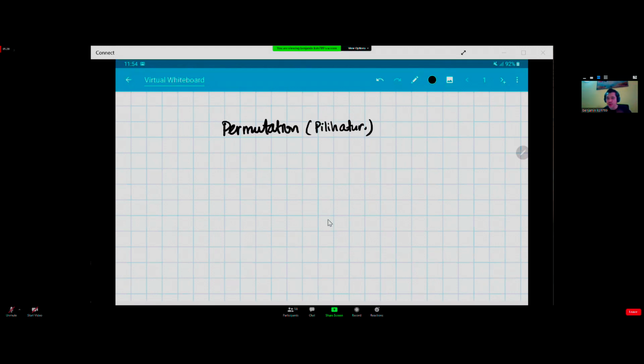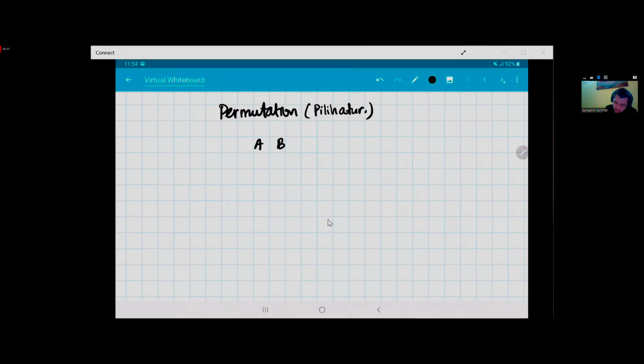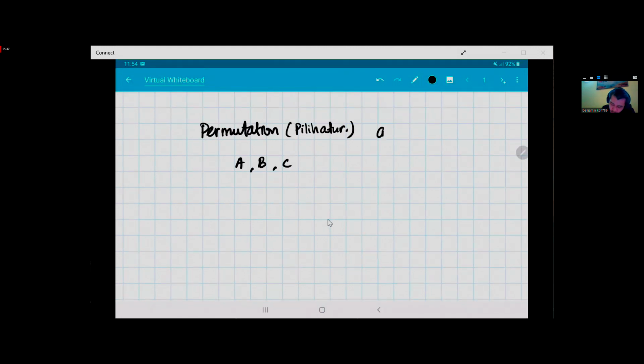To give you a better understanding of what is permutation, imagine this. I give you three letters, tiga huruf, A, B, and C. There are three letters. So as you know, in BM, it's called pilih atau. Atau maksudnya kena susun. We have to arrange. So when you do permutation, you have to understand that one very important word is arrange. Kita kena susun.